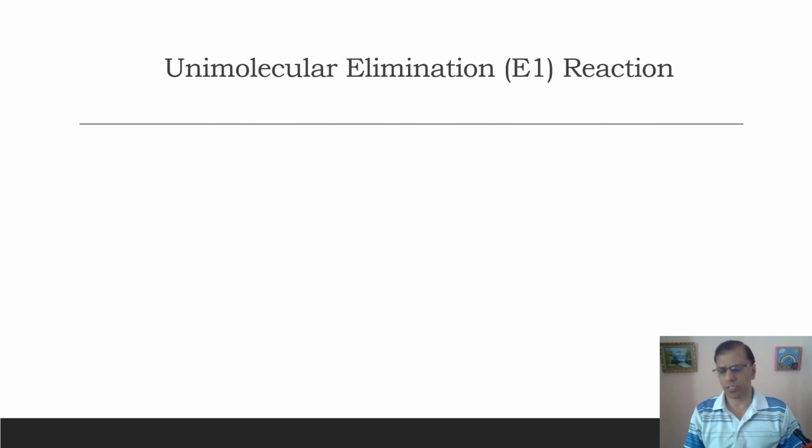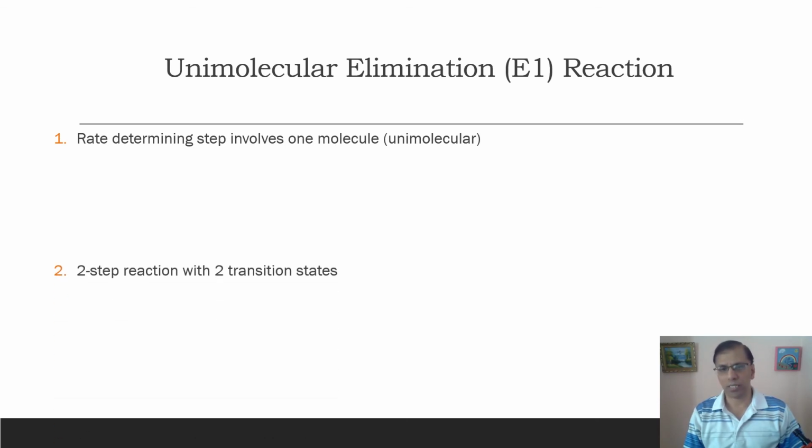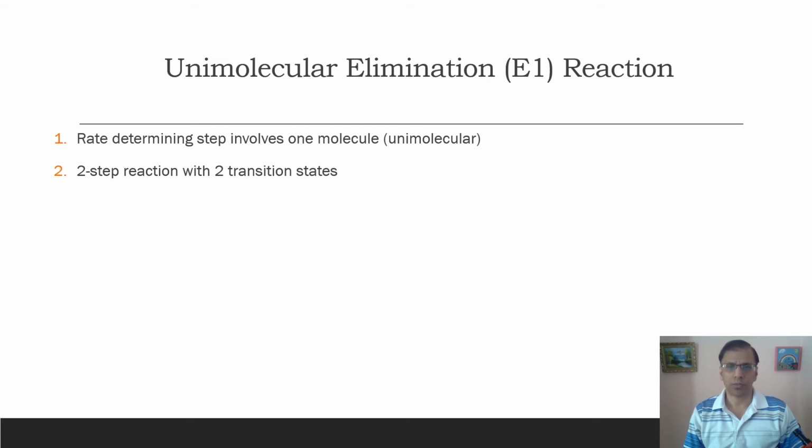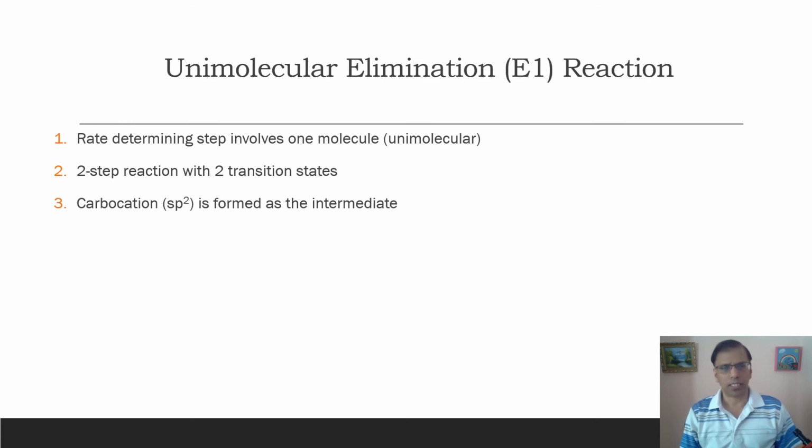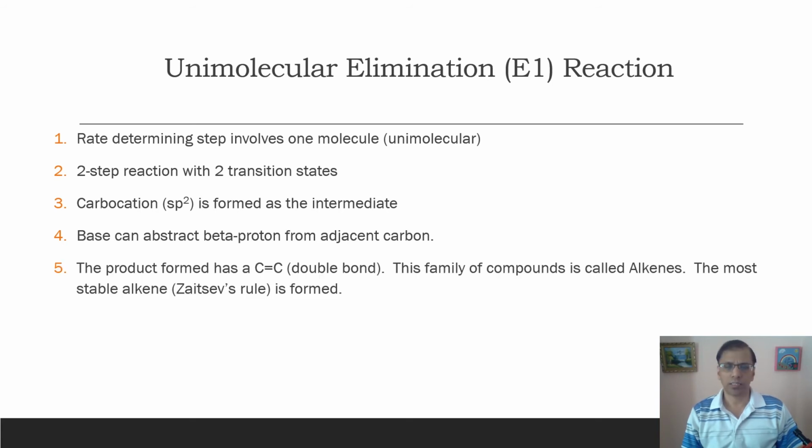It's called the unimolecular elimination reaction, because only one molecule is involved in the rate determining step. It's a two-step reaction with two transition states, and a carbocation is formed in the first step as the intermediate, which then will lose a proton to give a carbon-carbon double bond. The base abstracts the beta proton from the adjacent carbon, and the resulting product is an alkene. It's a double bond, and the most stable alkene is formed by Zaitsev's rule.